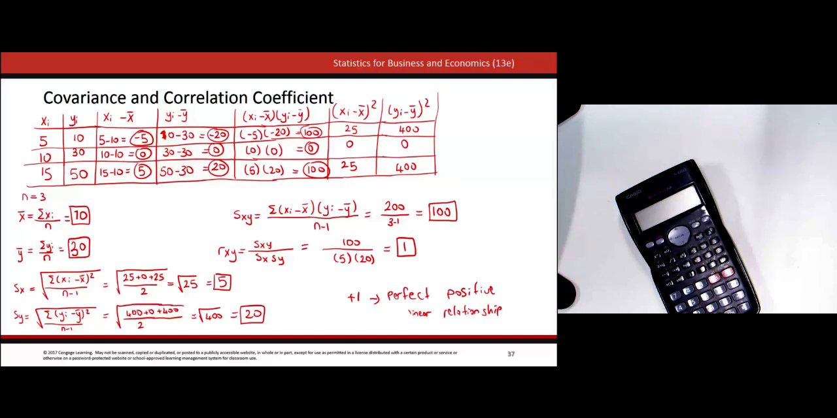If covariance is positive, then the correlation coefficient is positive also, because standard deviations can never be negative. If covariance is negative, since standard deviation can never be negative, the correlation coefficient is also negative. So values near positive 1 indicate a strong positive linear relationship, and values near negative 1 indicate a strong negative linear relationship. Covariance can take any value, but the correlation coefficient is always between negative 1 and positive 1.